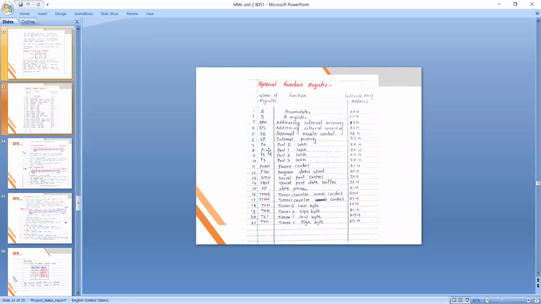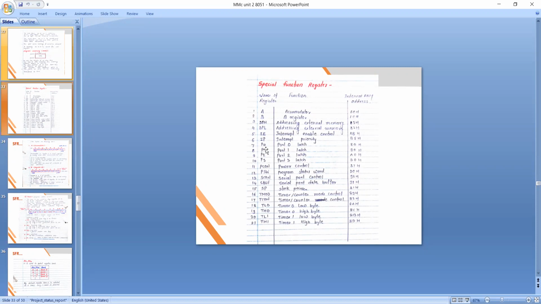Either you can access that address or you can mention the SFR by name. As a user, we deal with the name of the SFR, but internally the system always deals with the address. Now, there are a total of 21 SFRs. Let us check what SFRs we have.